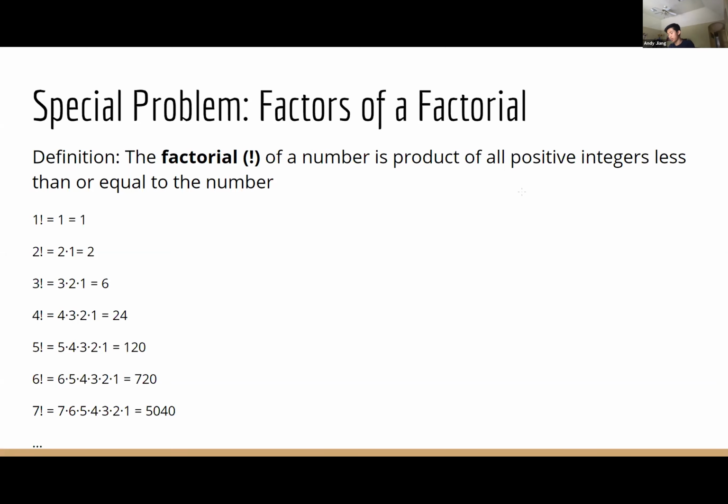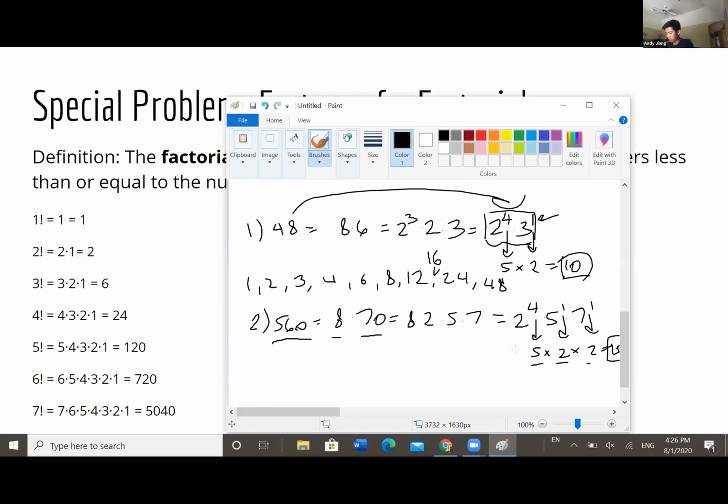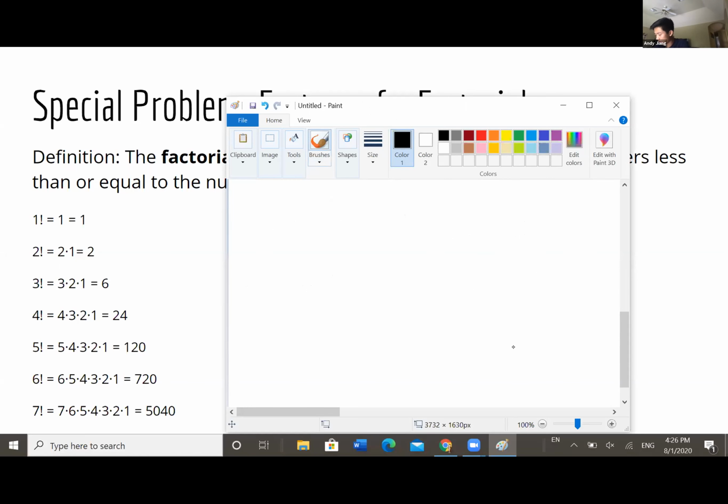So I would say that n factorial is the product of all numbers less than or equal to n, or in other words, n times n minus 1 times n minus 2, all the way to 2 times 1. Okay, and I'm guessing many of you have seen this before.